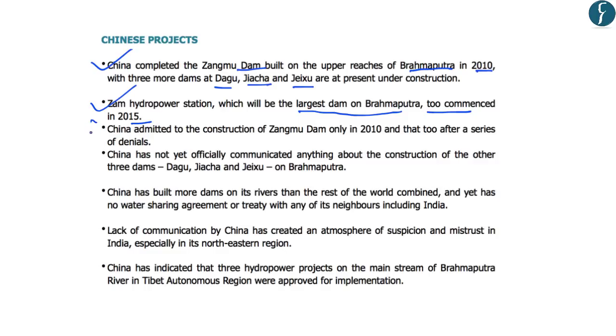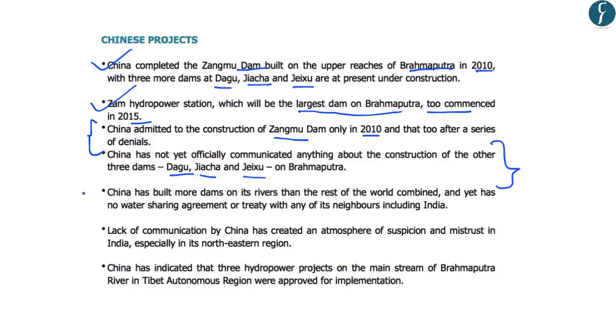However, as far as China's behavior is concerned, China admitted to the construction of the Zangmu dam only in 2010, and that too after serious denials, which means that China admitted that it was constructing such a dam after a lot of denials previously. Also, China has not yet officially communicated anything about the construction of the other three dams, namely Dagu, Zaicha, and Ziksu on the Brahmaputra River.